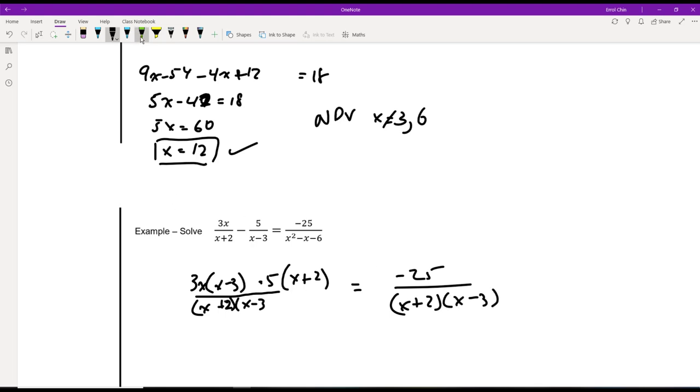And again, we're going to use the same strategy. We can multiply everything now by (x plus 2)(x minus 3), and I don't know why I'm missing brackets here. So that cancels that out, and that out, and that out, right? Numerator, denominator, cancel it.